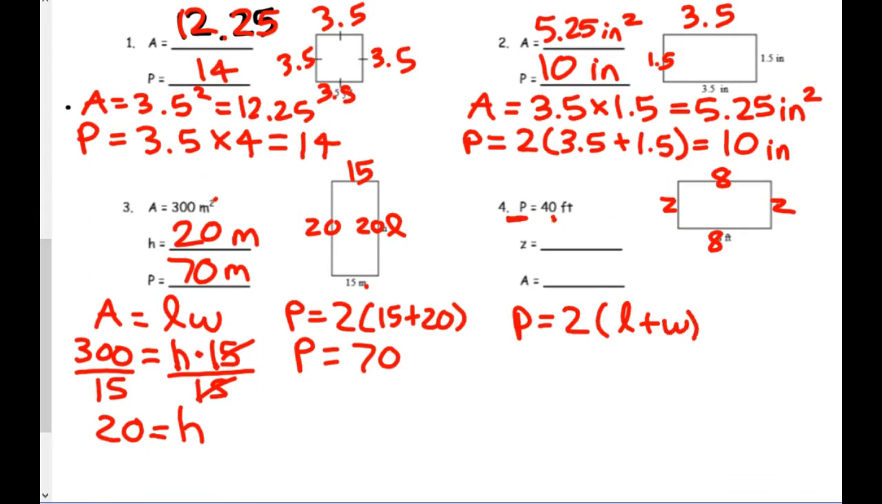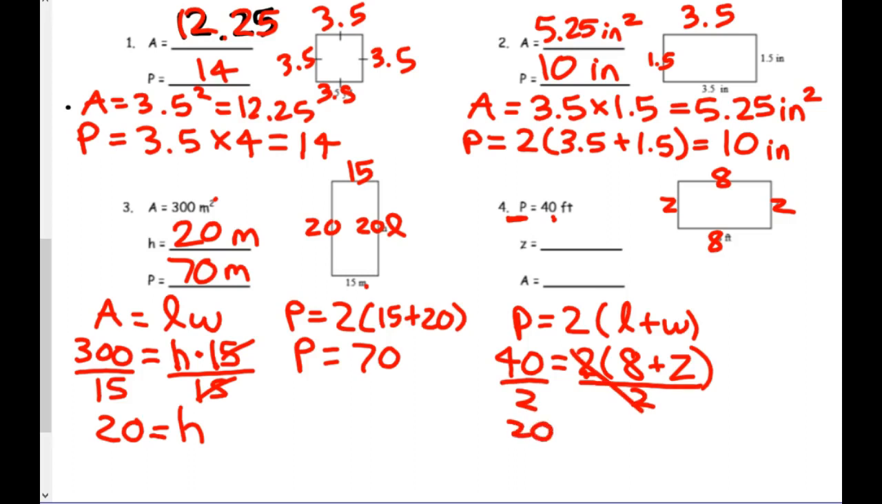P is 40. Length plus width is 8 plus Z. Make sure your Z looks like a Z and not a 2, okay? So you're thinking 8 plus what times 2 is 40, okay? Now there's an algebraic way to solve this. To get rid of that 2, we divide by 2, which gives us 20 equals 8 plus Z.